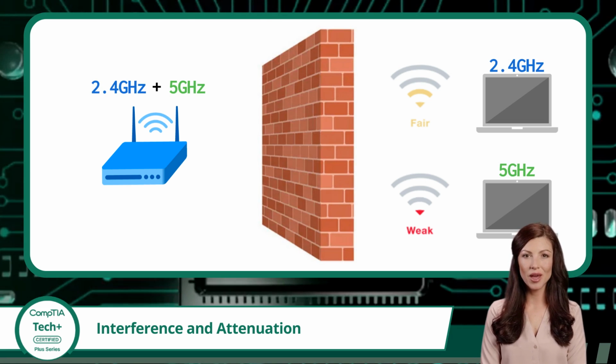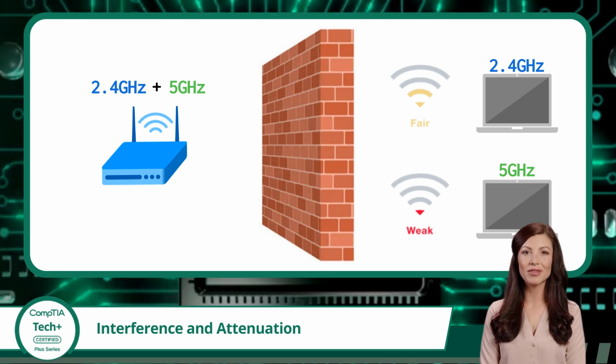The frequency of a wireless signal will also have an effect on how much interference is experienced as a result of a physical obstruction. To keep this brief and on topic, the 2.4 GHz band will experience less physical interference than the 5 GHz band in most cases.